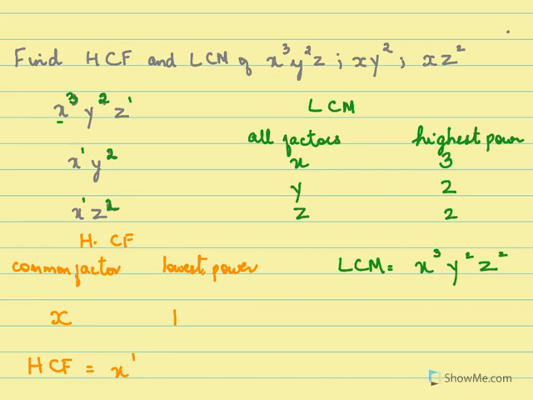See, in the HCF, we could not take y and z, because if you see y was only present in the first term and in the second term. It was not present in the third term. So we could not take y because we need to have factors that are common throughout. And also when it came to z, z was present in the first and in the last. It was not present in the second, so we could not take z in the HCF. However, in the LCM, all the factors are taken.